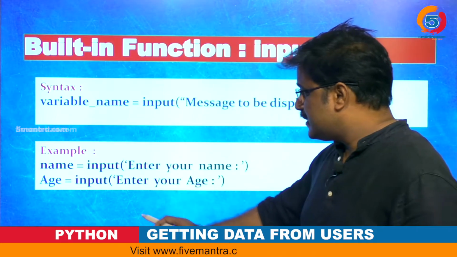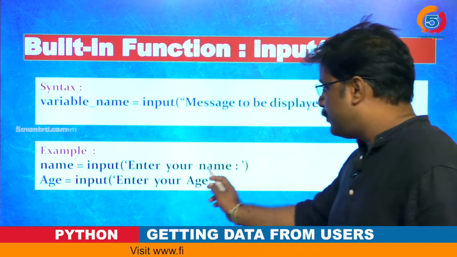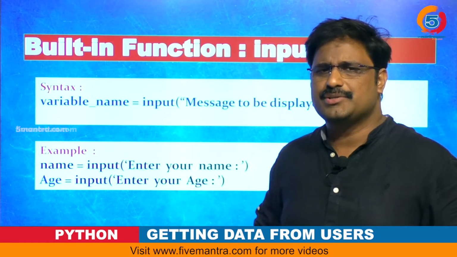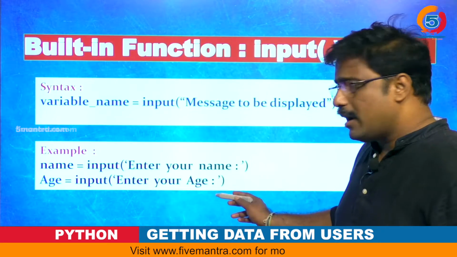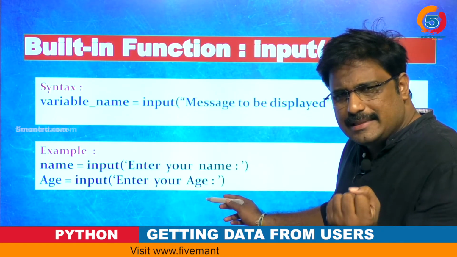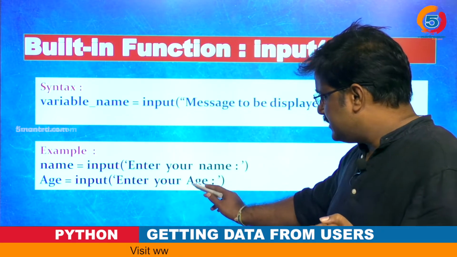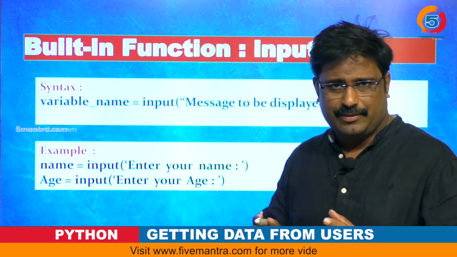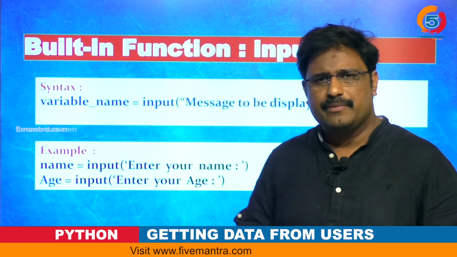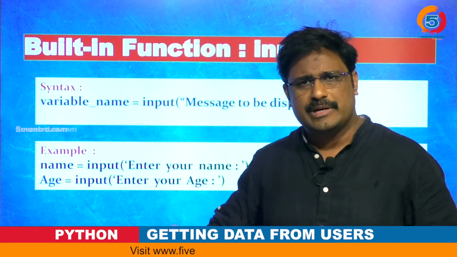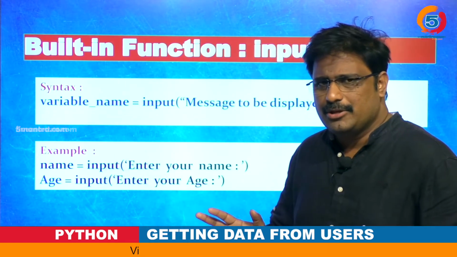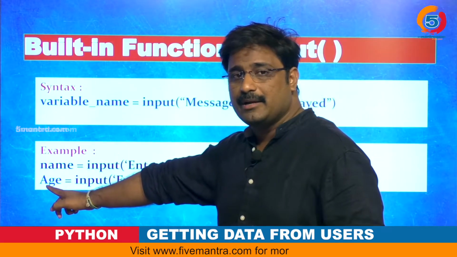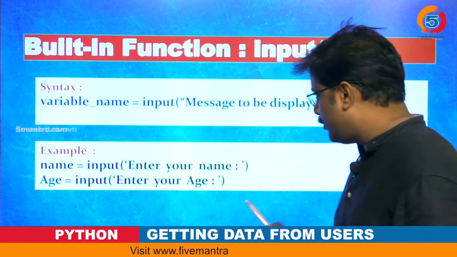And the next one is age equal to input, "enter your age", right? Name is a string anyhow, that's not a matter. But when you are accepting data from the user for age, you might give 20, 23, 40, 30, some number. But in what format is that number saved? That is a very important question.